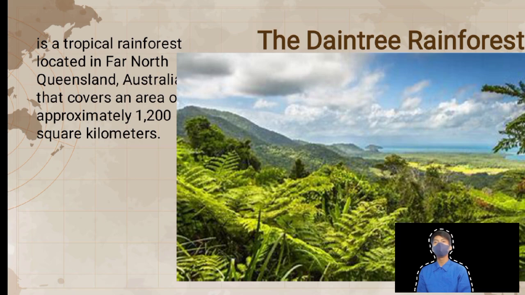Following is the Daintree Rainforest. The Daintree Rainforest is a tropical rainforest located in far north Queensland, Australia, that covers an area of approximately 1,200 square kilometers. It is the largest continuous area of tropical rainforest in Australia and one of the most biodiverse areas in the world.